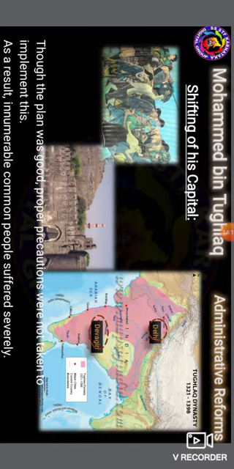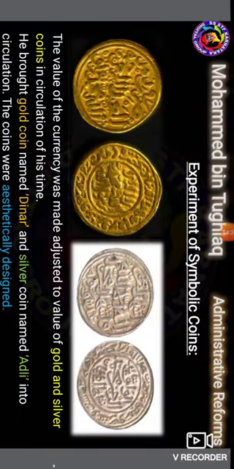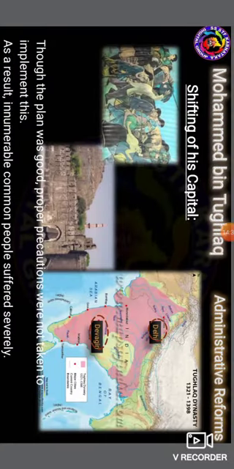Though the plan was good, proper precautions were not taken to implement it. As a result, the vulnerable common people suffered severely. So these were the two main reasons he shifted the capital city from Delhi to Devagiri.